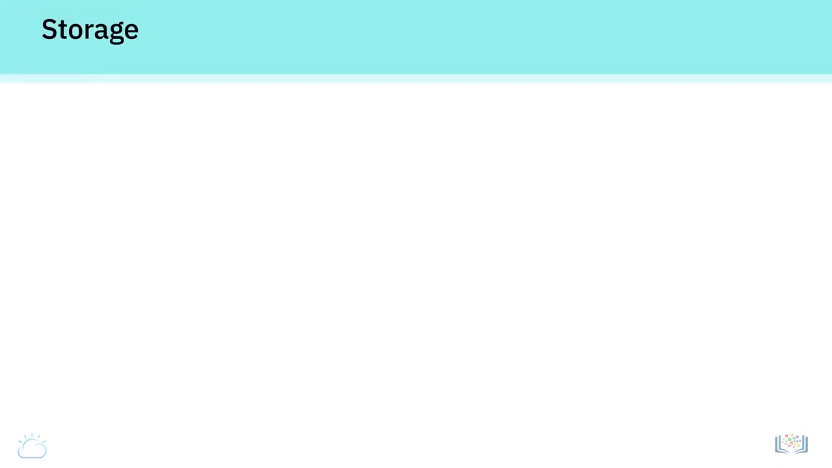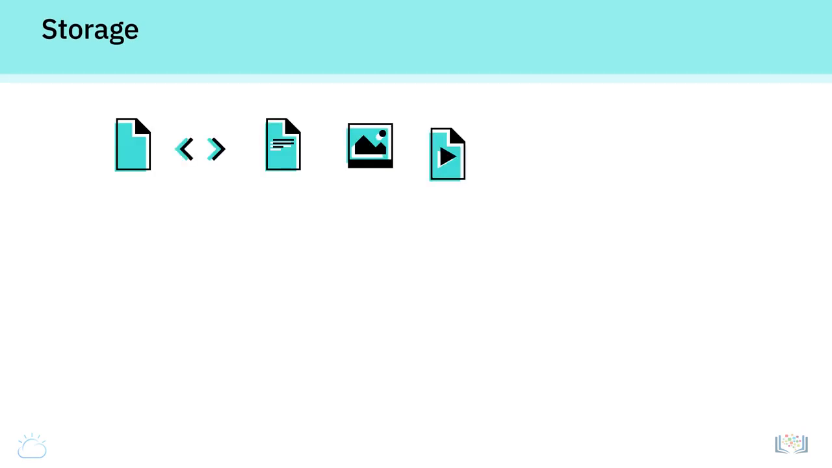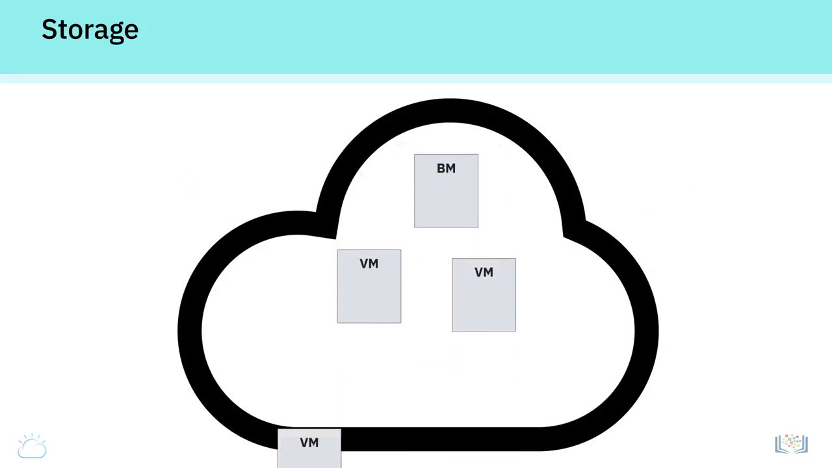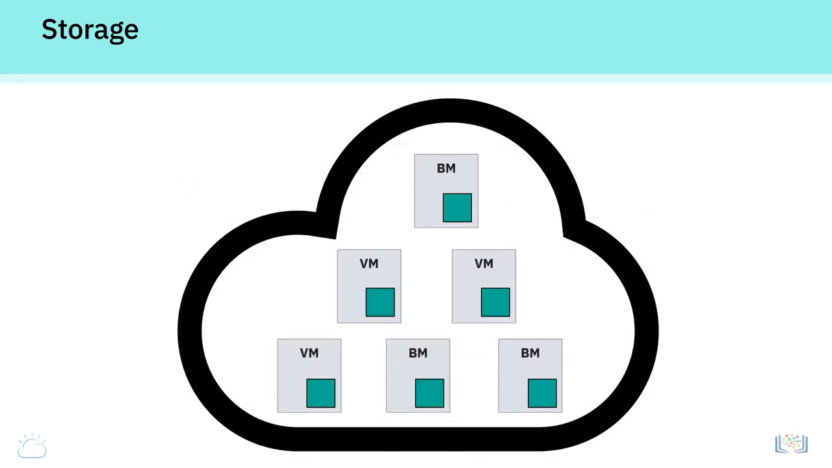Storage. Information and data can consist of files, code, documents, images, videos, backups, snapshots, and databases, and can be stored in many different types of storage options on the cloud. Bare metal servers and virtual servers are provisioned with default storage in local drives. Since these cloud servers can be provisioned and decommissioned by customers on demand and freed up for use by other users, any information stored in a local drive can be lost when you delete or decommission a cloud server.